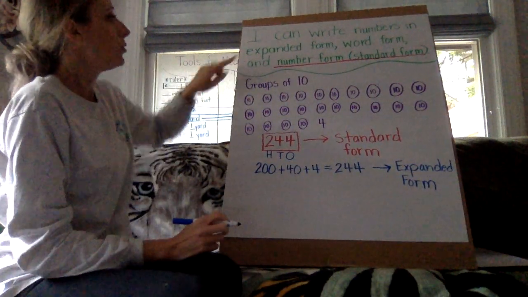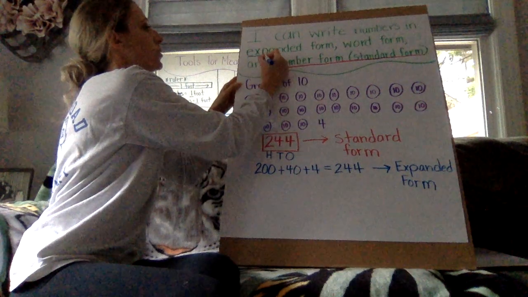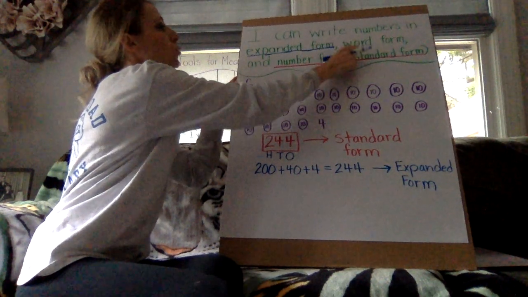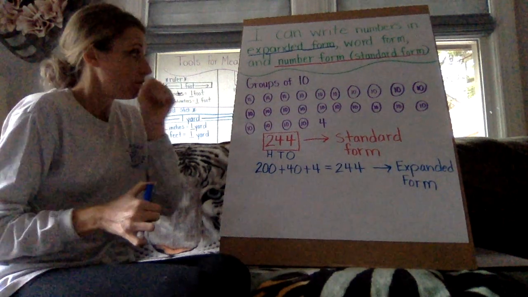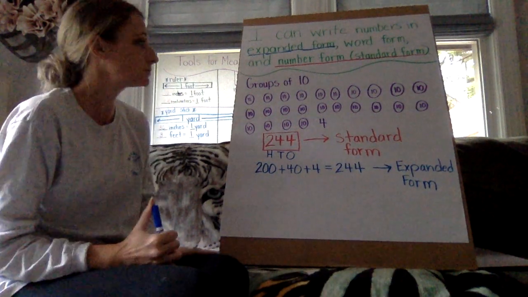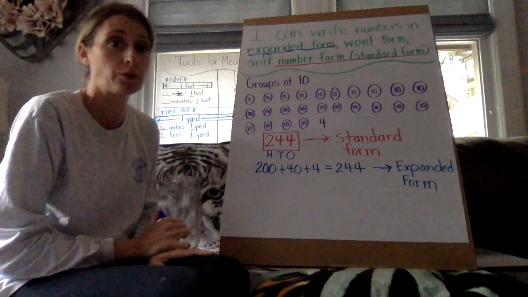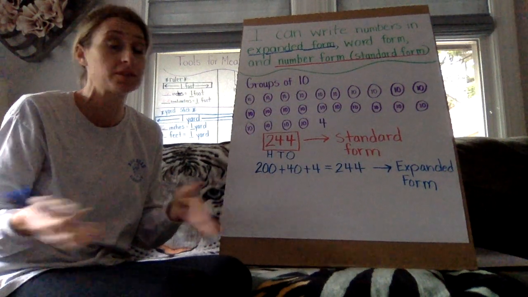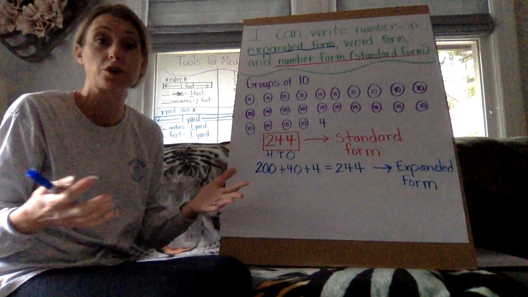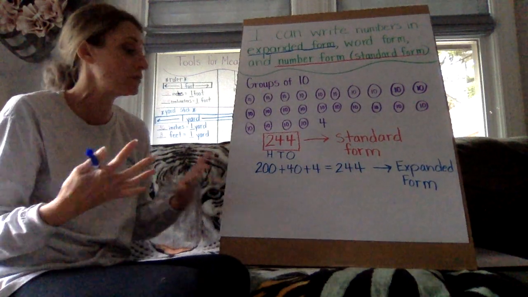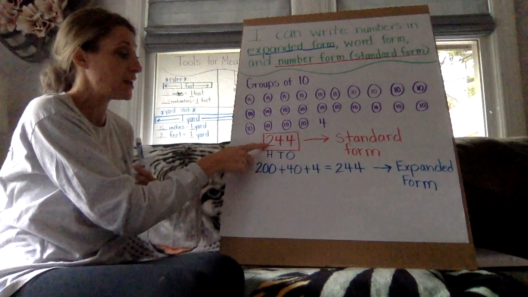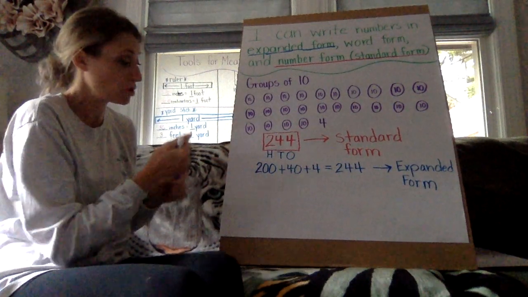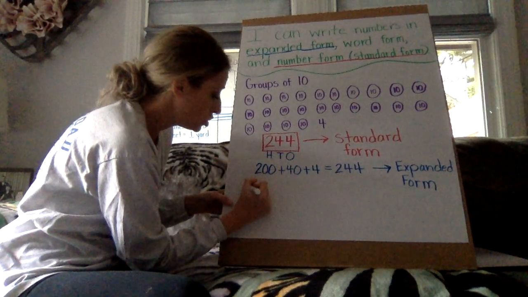Okay, so now we did expanded form. We want to do word form. For word form, we're just going to write it out. Just like when you write a story, you're putting it in words. We're going to put this in words. So we're going to go back to our labeling. We know we have 200, so we're going to write that out.